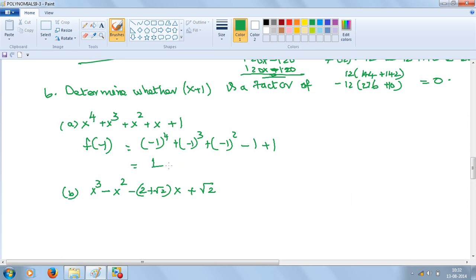So minus 1 to the power 4 is plus 1. Minus 1 cube is minus 1. Minus 1 square is plus 1. Again minus 1 plus 1. So there are 3 plus and 2 minus. So it's equal to 1. It is not 0. So f of minus 1 is not 0, so x plus 1 is not a factor.